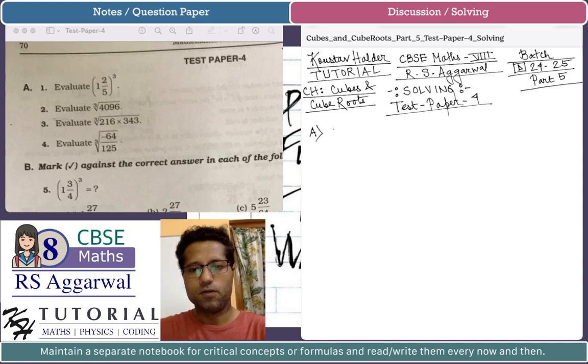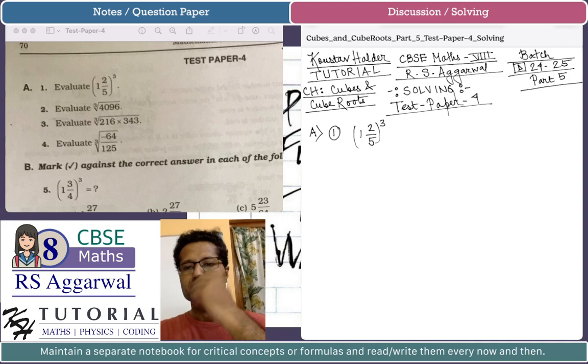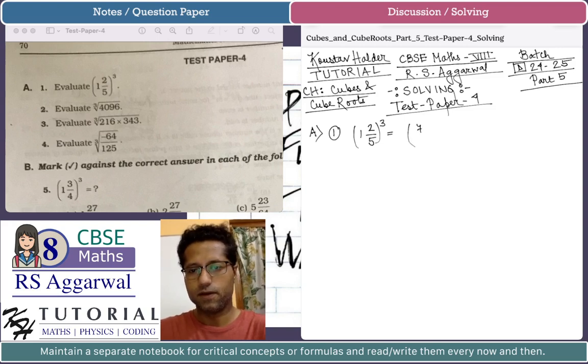Section A, problem number 1. It is asking to evaluate the cube of a mixed fraction. The mixed fraction is 1 and 2 by 5. We have to find the cube. Now, the first thing is that we have to convert the mixed fraction to an improper fraction. So it becomes 7 by 5.